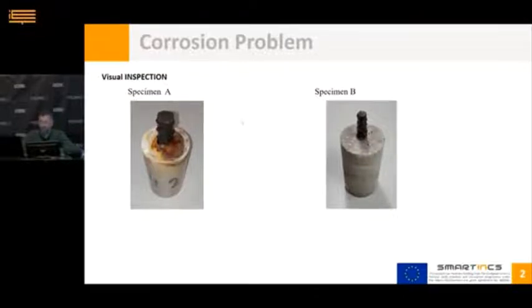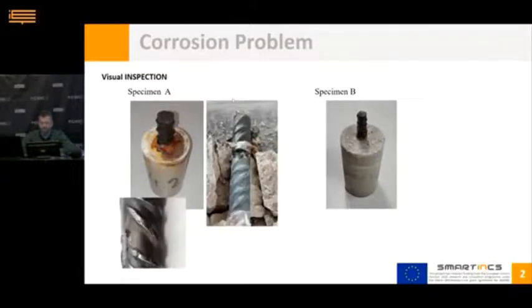Okay. However, when we break the specimen to see the real state of the reinforcement, we see how the one that a priori seemed more corroded, specimen A, inside the steel remains practically intact. Only a few small rust spots appear. In this case, the damage is very minor, even though the visual signs seem to indicate otherwise.